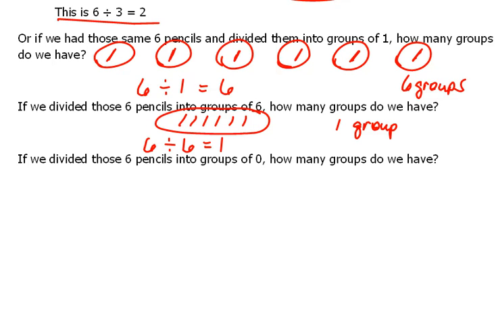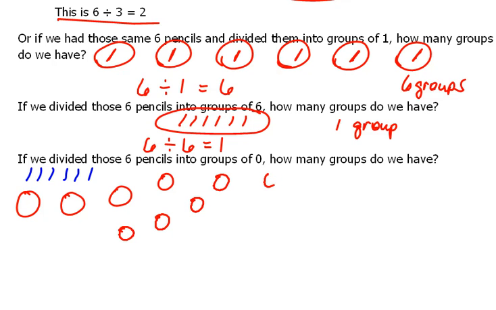Okay, let's look at something that's a little bit odd. Again, let's start out with those same 6 pencils, and this time I'm going to put them into groups of 0. So let's see, before I start that, let me just say, okay, here are my 6 pencils. 5, 6. Okay, now I'm going to put those 6 pencils into groups of 0. So here's a group that has no pencils in it. Here's a group with no pencils. Here's a group with no pencils. And so on, and so on.